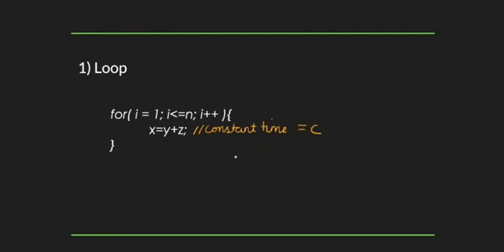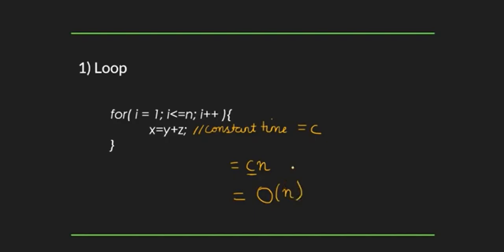So, the time complexity will come out to be c times n. And in big O terms, we can neglect this constant and simply write the time complexity as big O of n.